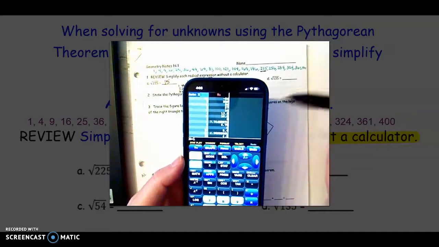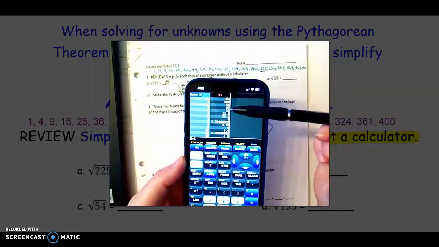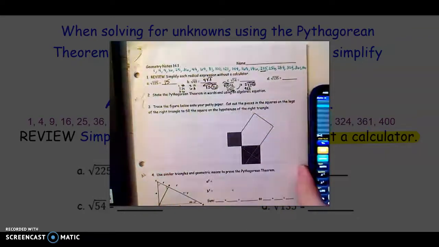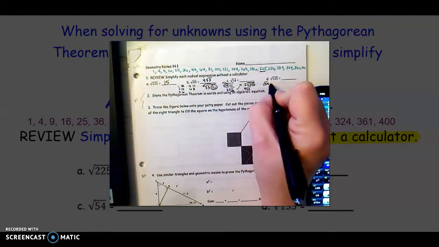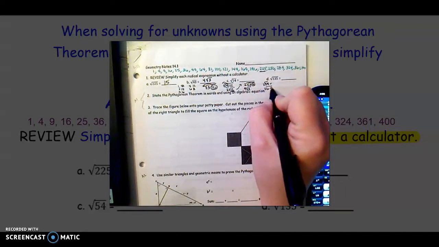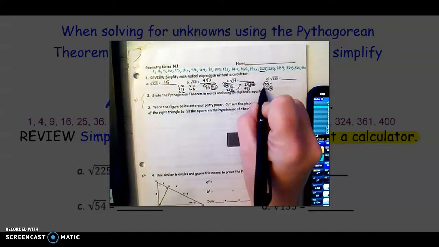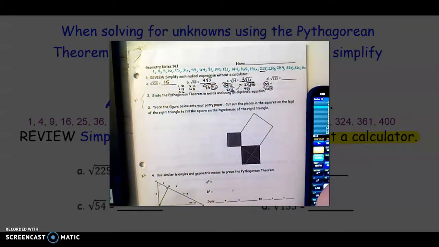And remember, I'm looking for perfect square factors, and I don't want 1. So 2 and 27, neither one are, 3 and 18 are not, but 6 and 9 contain a perfect square factor of 9. So I'm going to replace the square root of 54 with the square root of 6 times 9 and take the square root of the 9 and bring it out as a 3. So this would be 3 square roots of 6.